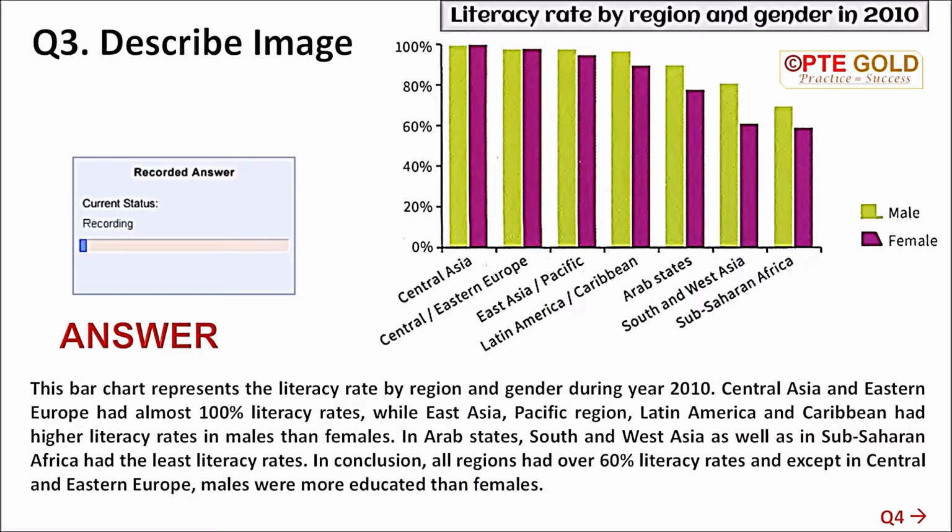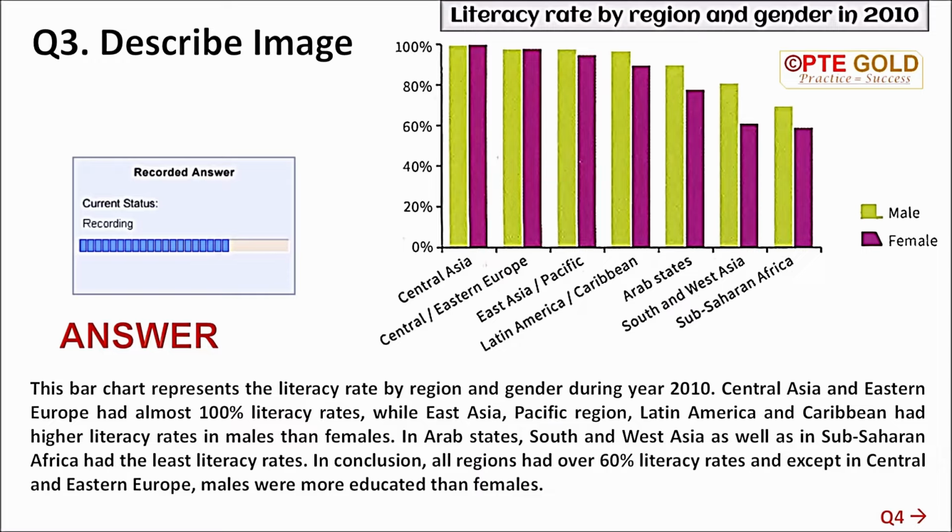This bar chart represents the literacy rate by region and gender during year 2010. Central Asia and Eastern Europe had almost 100% literacy rates, while East Asia, Pacific region, Latin America and Caribbean had higher literacy rates in males than females. Arab states, South and West Asia as well as sub-Saharan Africa had the least literacy rates.